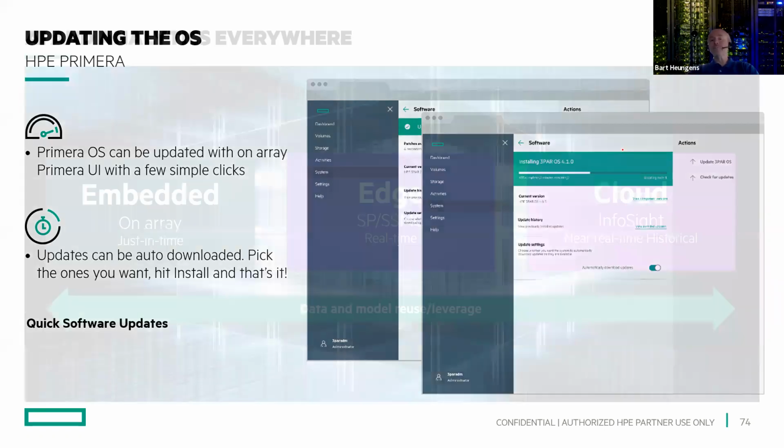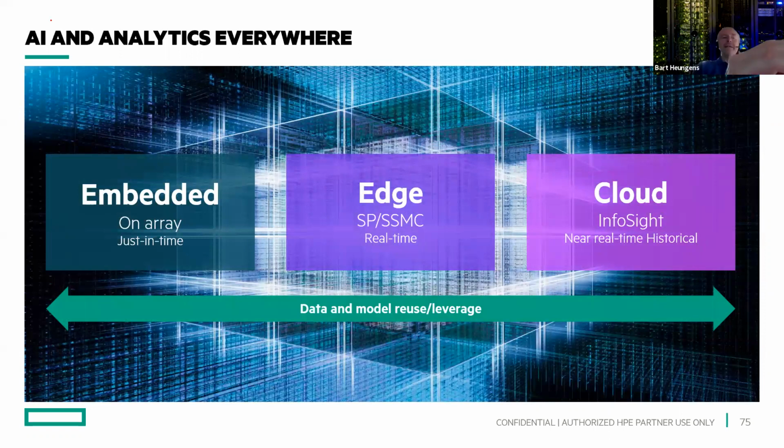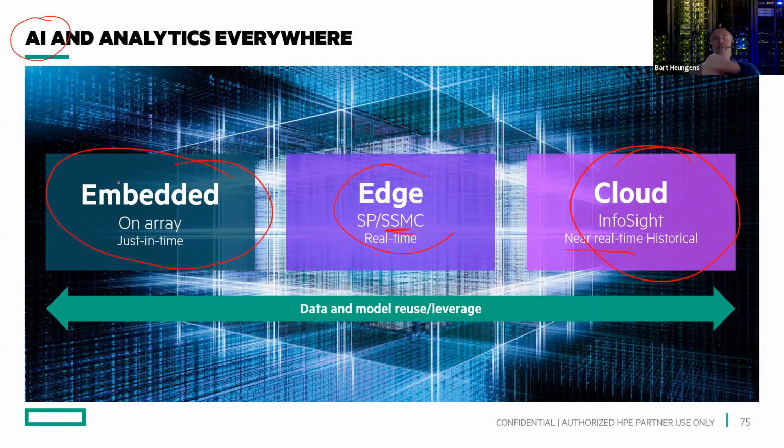It goes that far that the AI and the analytics, the machine learning that is running in Infosight, which we call near real-time experience, well, now there is a new version of the SSMC, which is, by the way, the management console of 3PAR and also of Primera, that we have real-time analytics in SSMC, but also on the array. So the latest update, this was announced, when was it? Last week? Yes, last week.